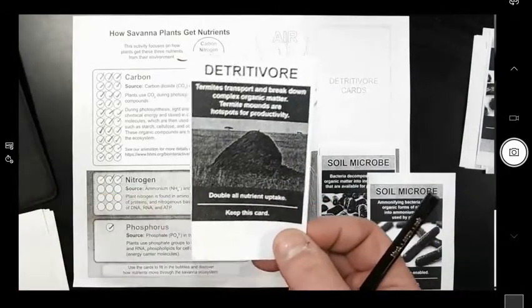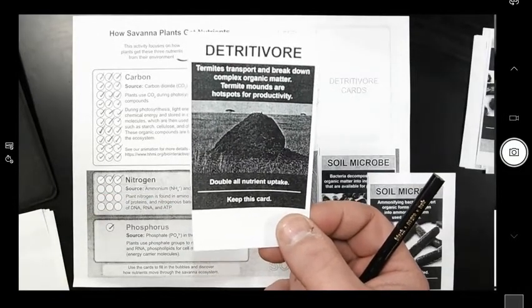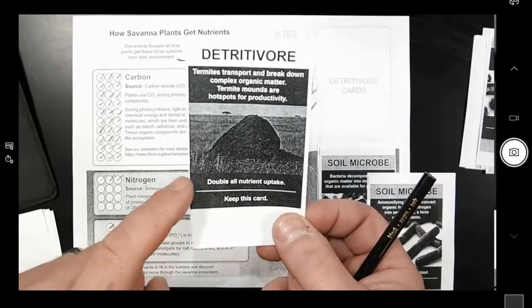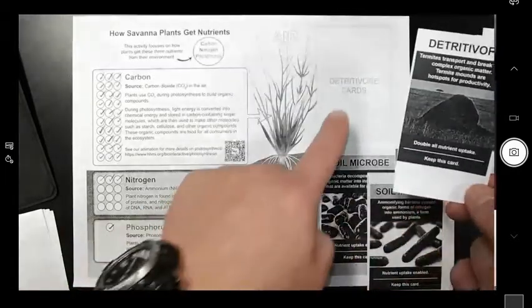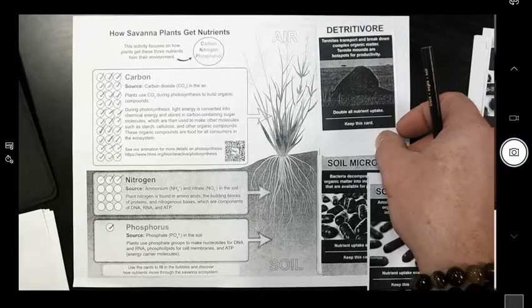A detritivore. Termites transport and break down complex organic matter. Termite mounds are hotspots for productivity. Double all nutrient uptake. Keep this card. And this is above ground, so we're going to put this over here in the detritivore category.